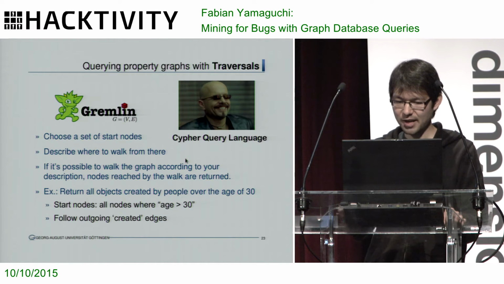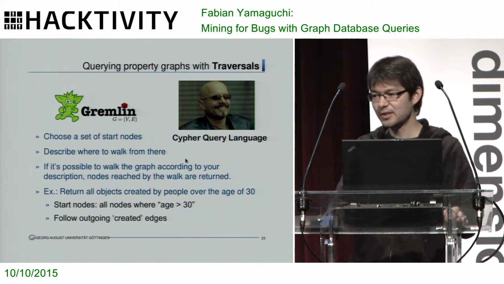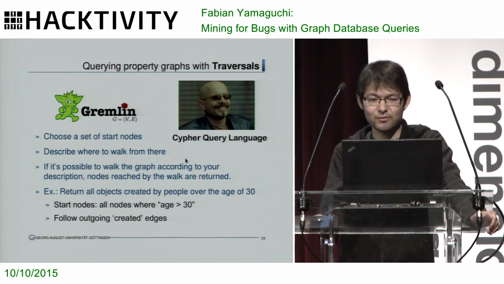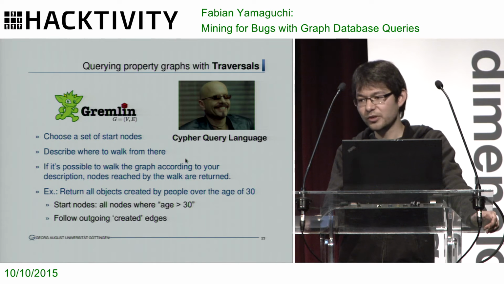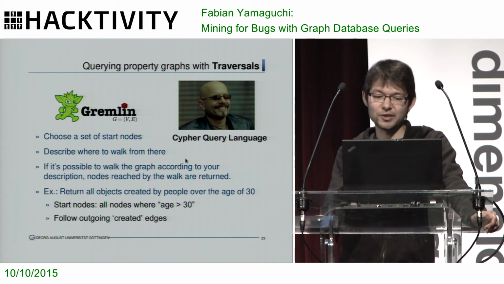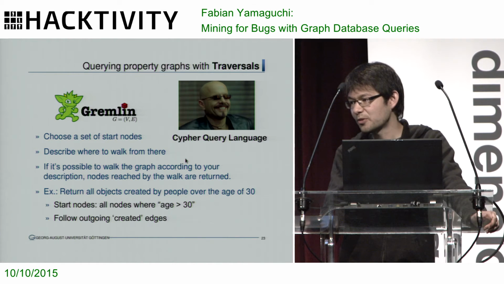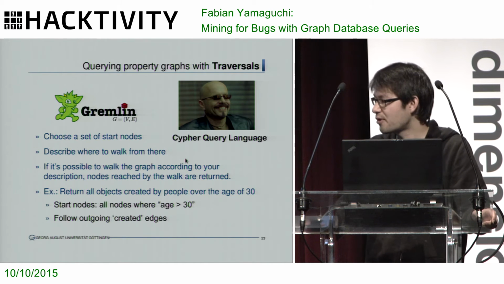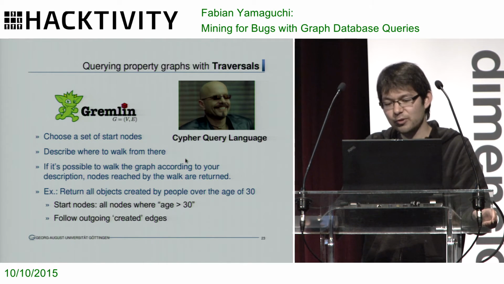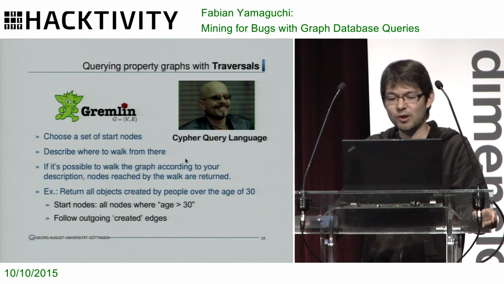And with this graph at hand, the nice thing about the graph database is you already have languages to query this. And there are two very popular languages. Well, actually, there are a lot more, but Neo4j, the most popular graph database, gives you two. One of them is the Cypher query language, which is not so well suited for what we want to do. And the other is Gremlin.